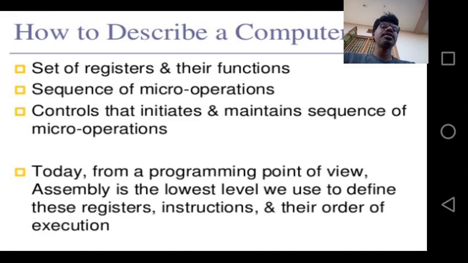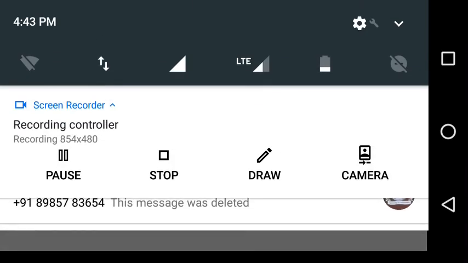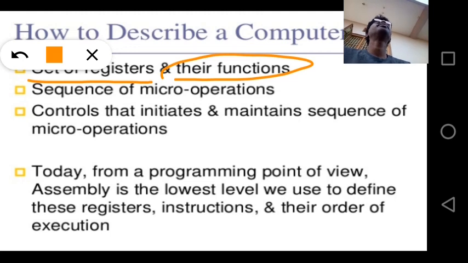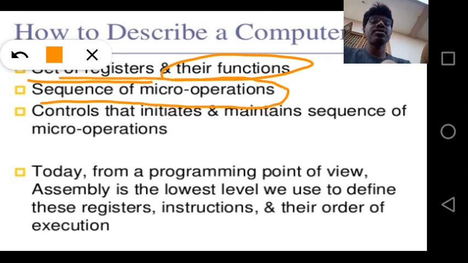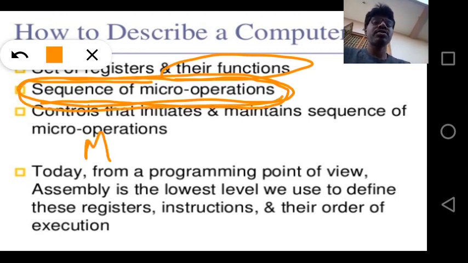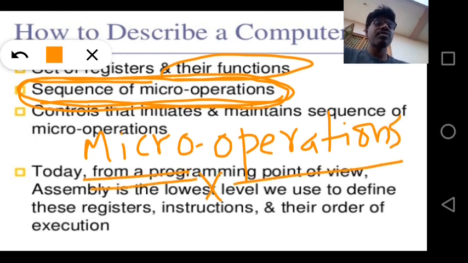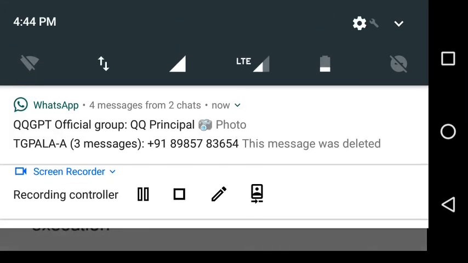How to describe a computer? We can describe a computer with a set of registers and their functions. First, how many registers it contains and what are their functions. Next, the sequence of micro operations. What is the sequence of micro operations?